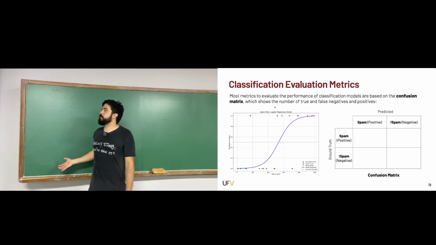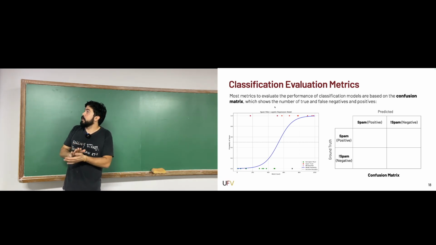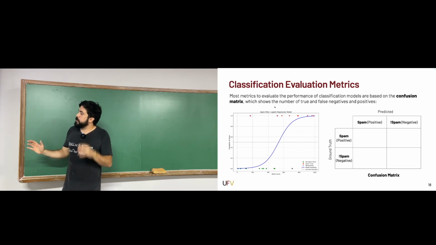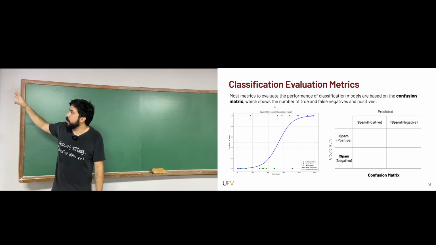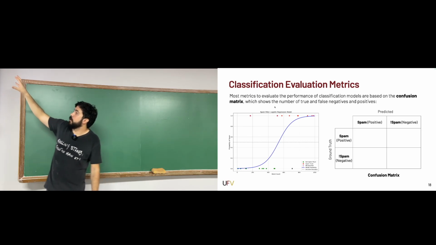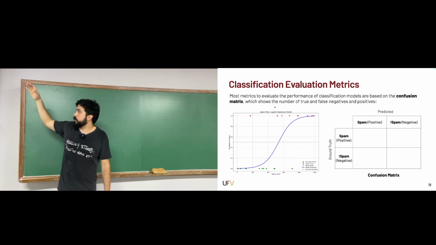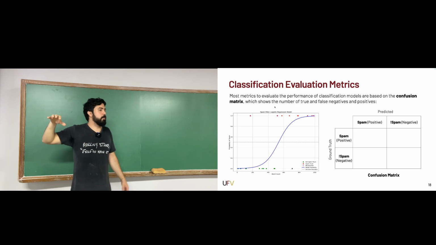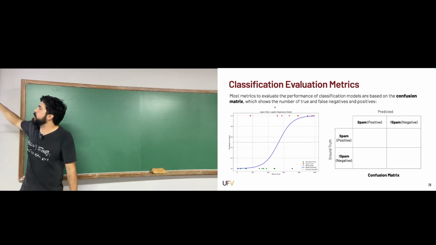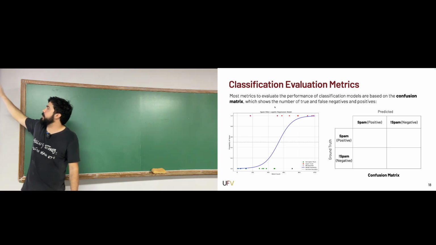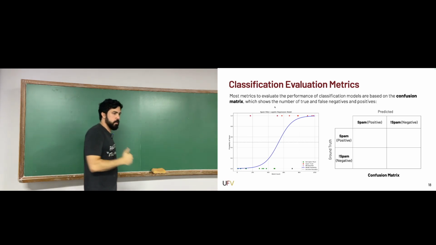So when you are computing the performance of classification models, we typically rely on this confusion matrix, which is a matrix that has as columns the classes we have, and also in the rows. So both in the columns and the rows, I'm going to have all the classes I have. Here I have only spam and not spam. The first column is spam, the second column is not spam, and also the first row is spam and the second row is not spam.